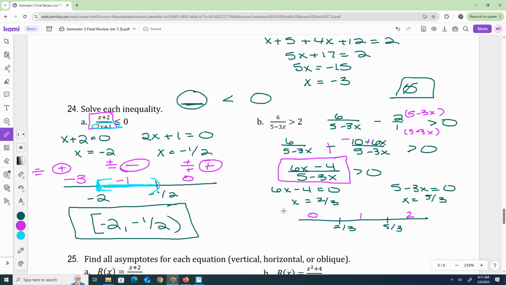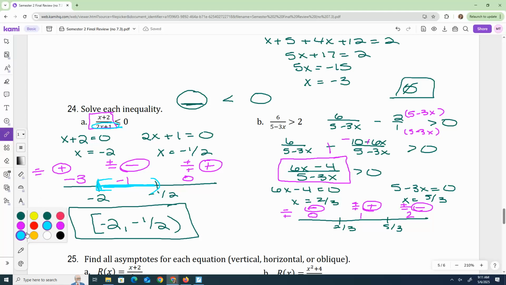If I put in 0, the top is negative, the bottom is positive. Negative divided by a positive is negative. If I put in 1, 6 minus 4 is positive, 5 minus 3 is positive. Two positives make a positive. If I put in a 2, 12 minus 4 is positive, 5 minus 6 is negative, so that section's negative.